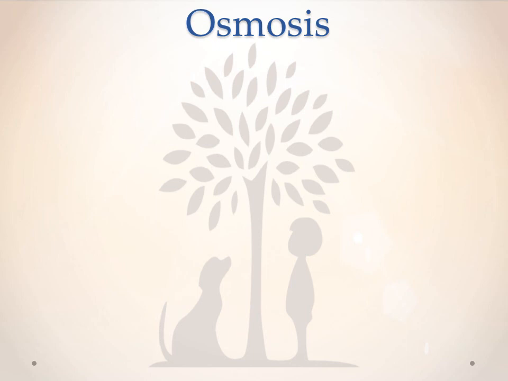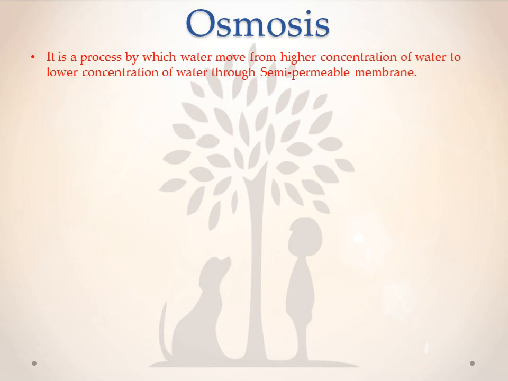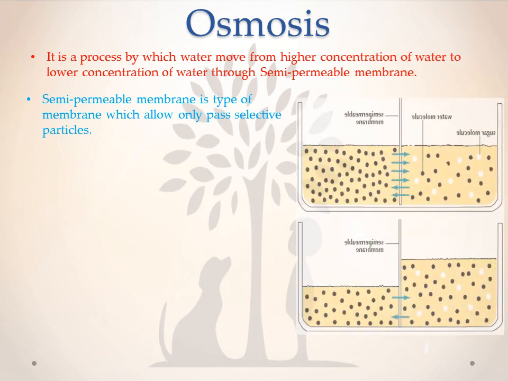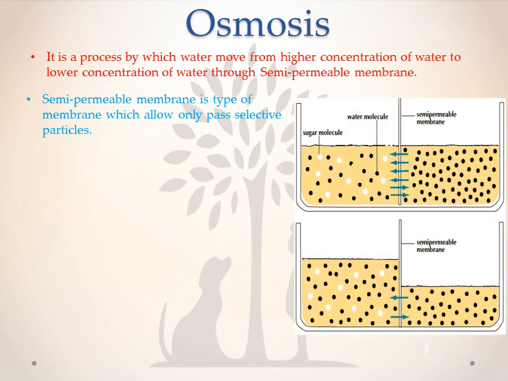Here is one term, that is osmosis. Actually, osmosis is the process by which water moves from a higher concentration of water to a lower concentration of water through a semi-permeable membrane. A semi-permeable membrane is the type of membrane which only allows selected particles to pass, not every particle. This is the diagram we use for osmosis. In this picture, assume there are two sides. Look here, this is side A and this is side B.